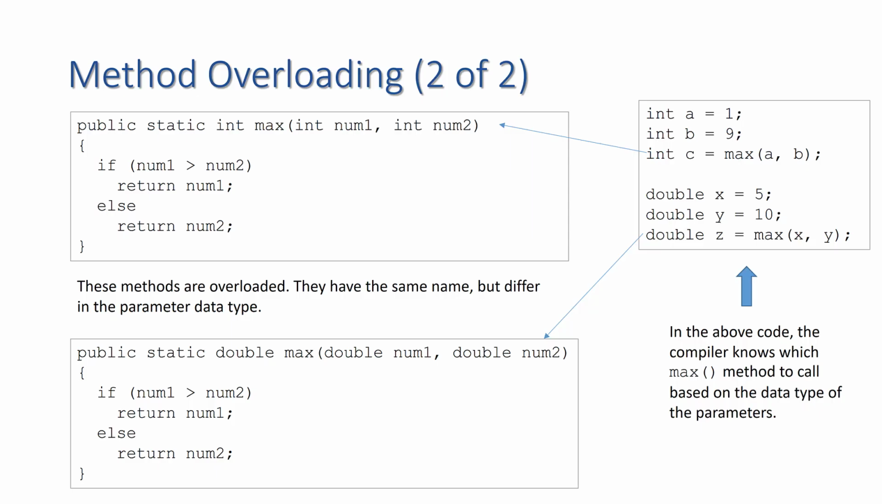In this example, there are two methods named max. You can see that one has two parameters of type int and the other has two parameters of type double. The compiler knows which overloaded method to call based on the argument data types. On the right, the first call to max passes in a and b, which are both integers. Therefore, the first max method is the one that is called. The second call to max calls the second max method because it is calling max with two double arguments.